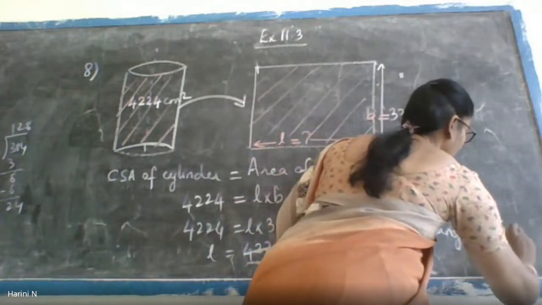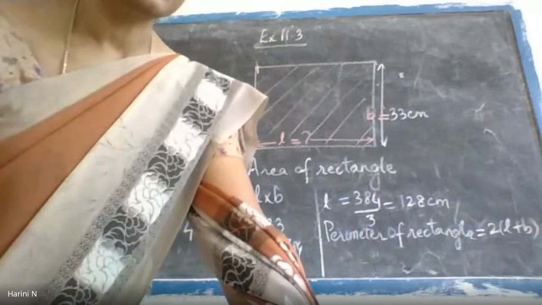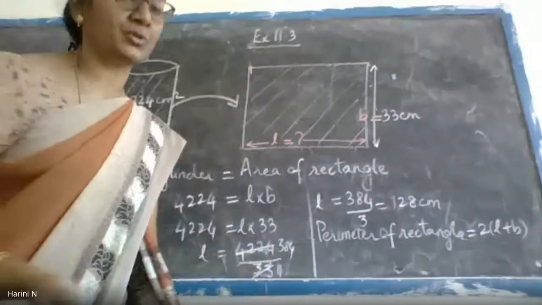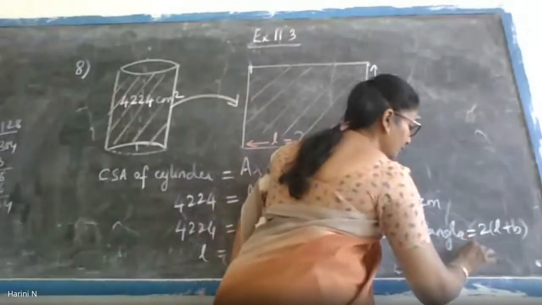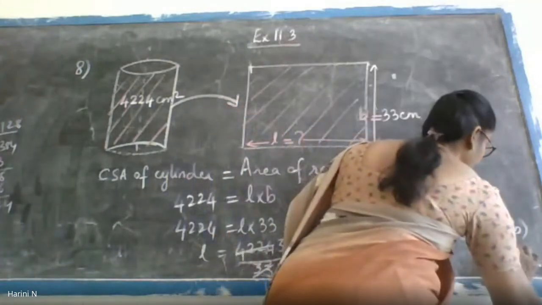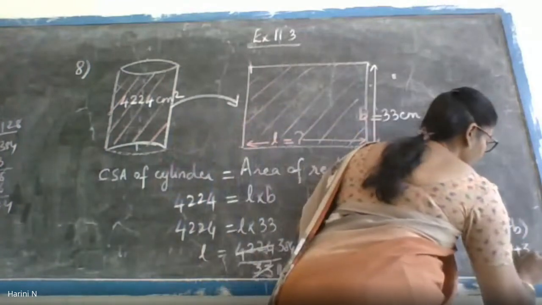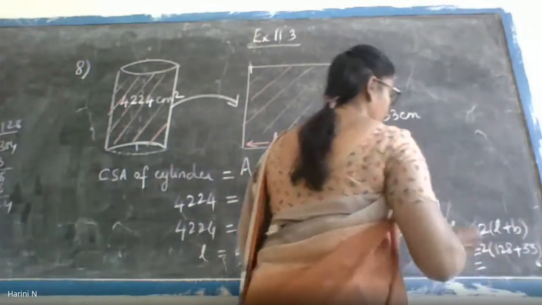2 into L plus B. So now you have both L and B substituted. You will get 2 into, what is L? L we found out as 128. B is 33. So 128 plus 33. How much is that?